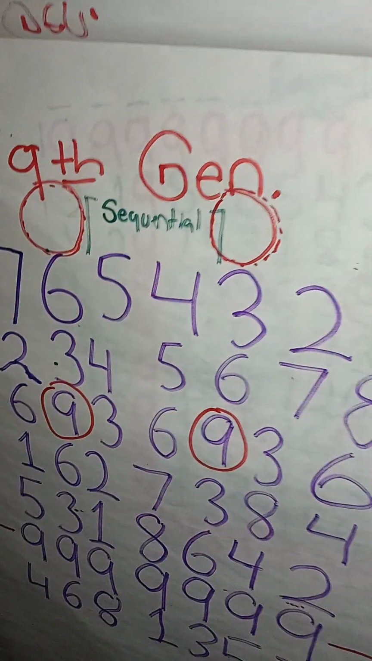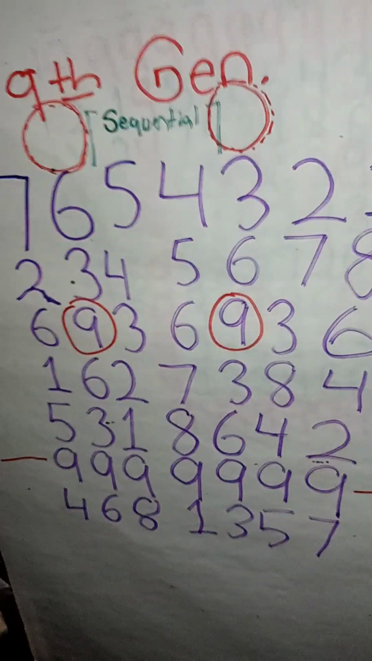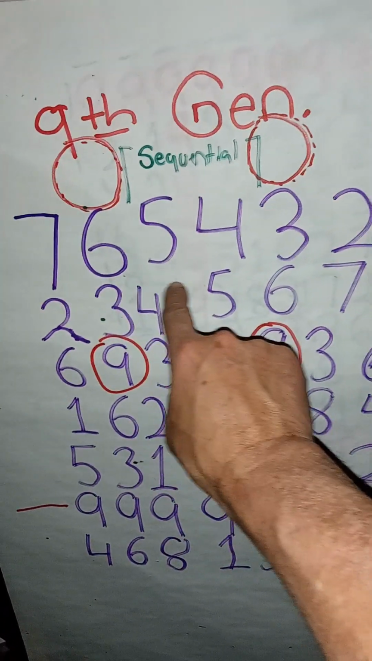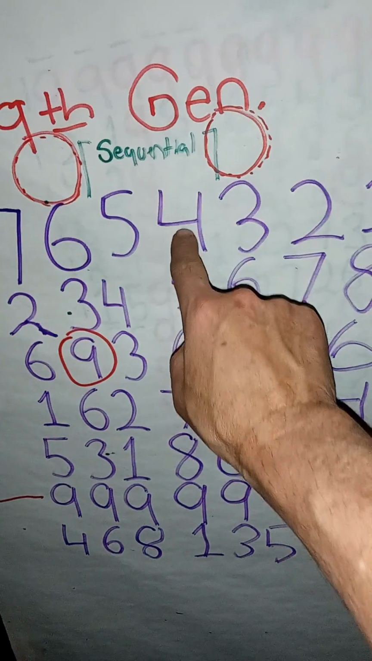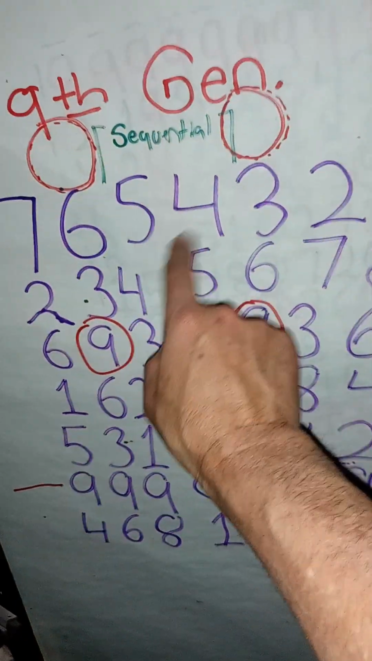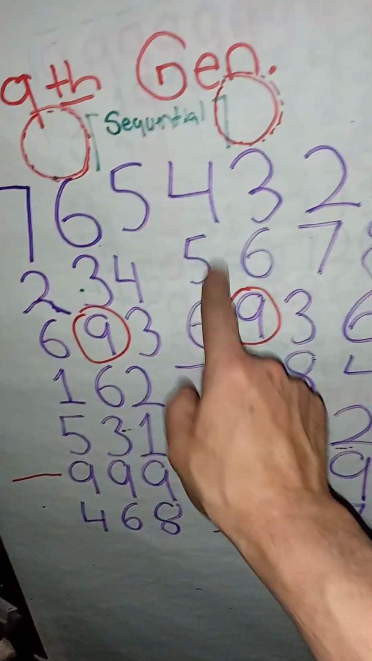The 9th generation, and in this generation, you go to the numbers that are in between. These are sequential numbers, again, numerically sequential, that would make up the zippers for the next zipper.